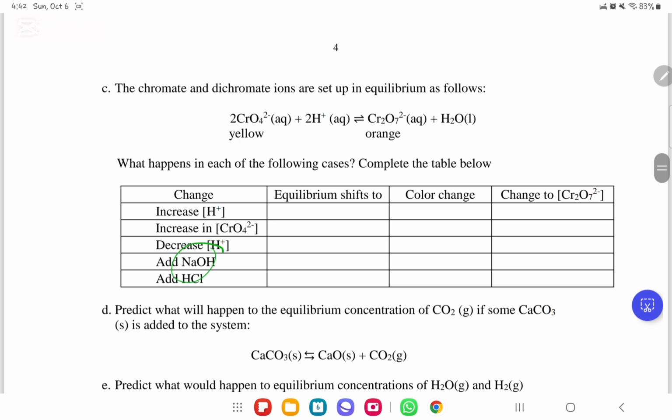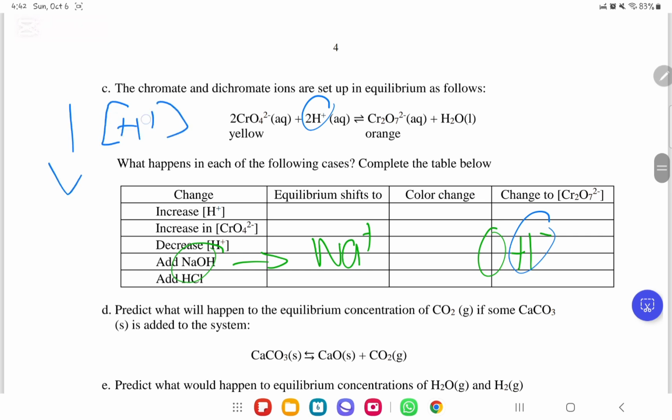Now, if we're going to add NaOH, it's going to be Na+ and OH-. So I think logically speaking, the 2H+ will go away with the OH-. So what is happening now? We are decreasing the concentration of H+. For decreasing the concentration of H+, this is our impulse change.